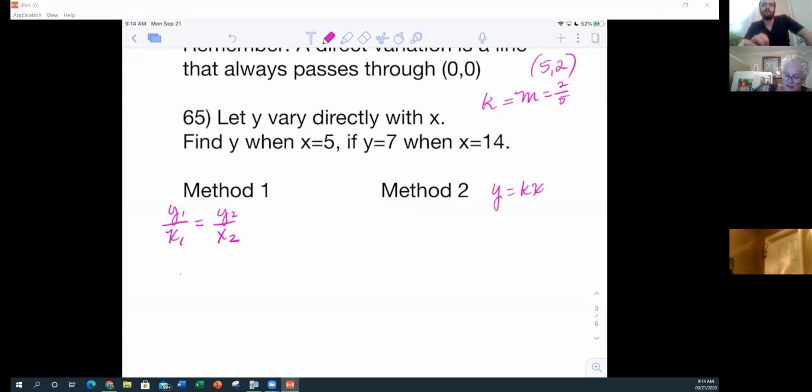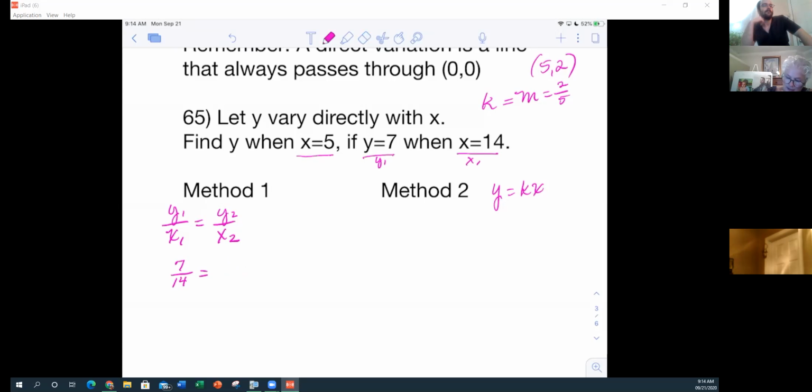So the main thing that people mess up on is not keeping things consistent. So it says find y when x equals 5, if y equals 7 when x equals 14. So this is our y1 and our x1. So I'd say 7 over 14. And then we're trying to find x, so that's what we don't know. I'm sorry, that is what we do know. We're trying to find y. So, well, I'm just messing this whole thing up. This is exactly what I'm talking about.